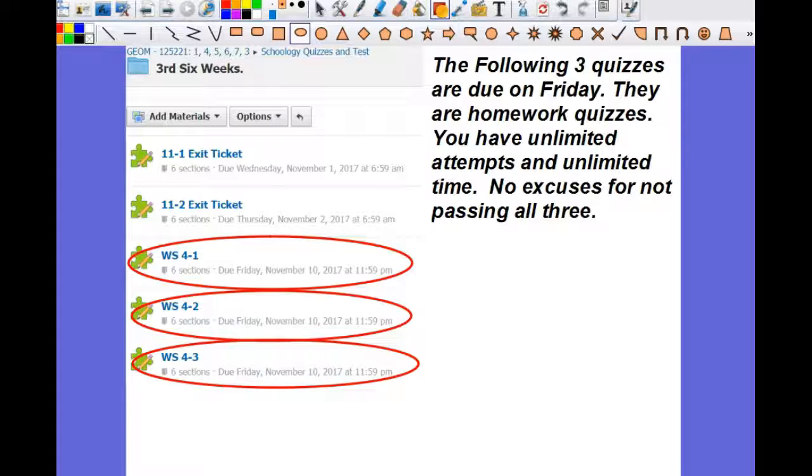There's 3 quizzes here. This is homework 4.1. This is homework 4.2. This is homework 4.3. You're supposed to use your homework to solve these. You have until Friday at midnight to turn these 3 in for a grade. I'm going to put them in over on Saturday or Sunday. You have unlimited attempts and unlimited time per attempt. So, the same questions as your homework.